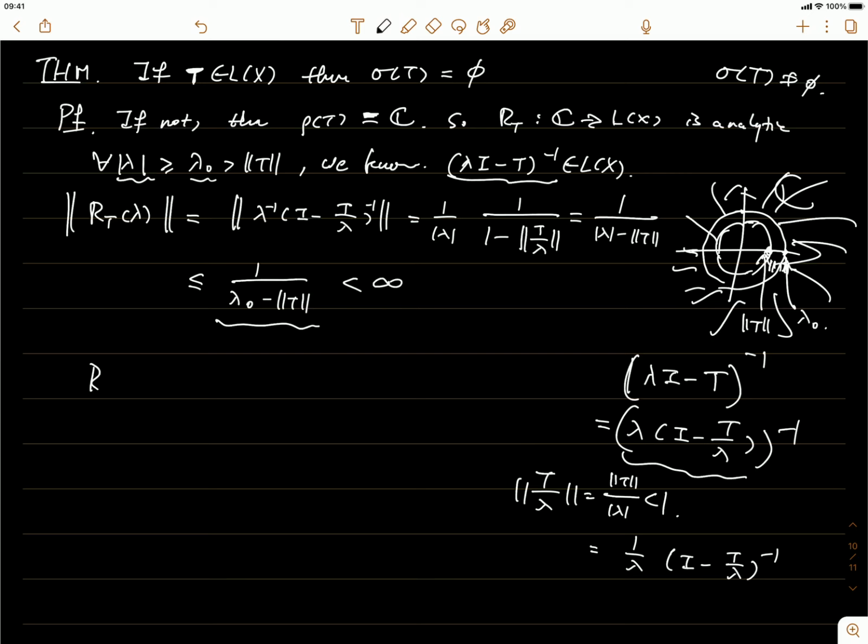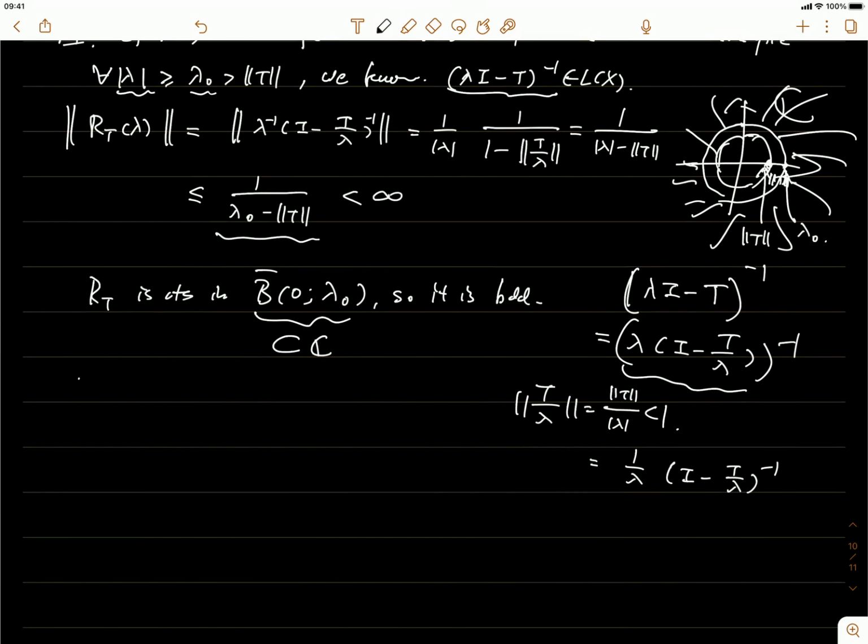So RT is bounded outside, and RT is continuous in this ball centered at 0 with the radius lambda naught. And this is a closed ball in C. It's continuous in here, so it's bounded as well. So it's bounded in both parts. The RT is bounded in C. So now we know that it's a bounded function in C.